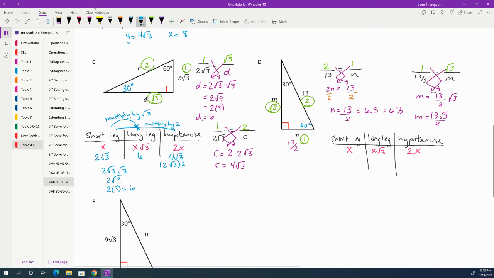All right, what piece of information was provided in my original problem was the hypotenuse, which is 13. So now always go back to the short leg first if you can. Right? So going back here, I need to do 13 divided by 2. And then I'm just going to leave it like that. And then my long leg is just 13 divided by 2 times square root of 3. Boom. Got it.